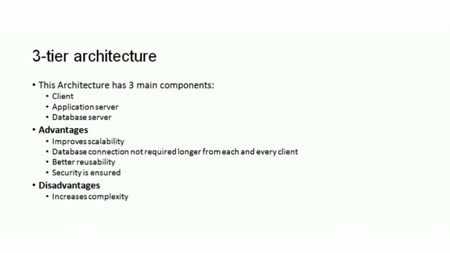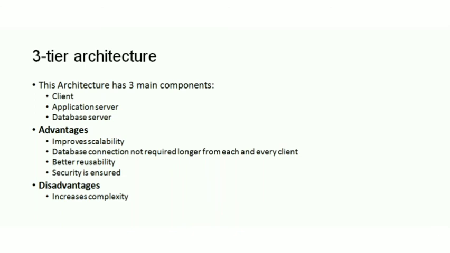In the three-tier architecture, there are some advantages and some disadvantages. Usually when you define the three-tier architecture, it improves scalability. Then a database connection is not required from each and every client, so it is very user friendly. When you come to the two-tier architecture, every time you have to connect with the server, the request is sent, you have to approach that particular server, and the response is sent back to the client.